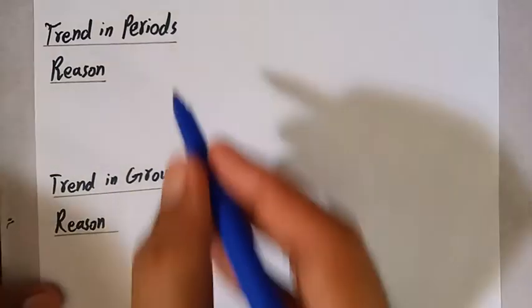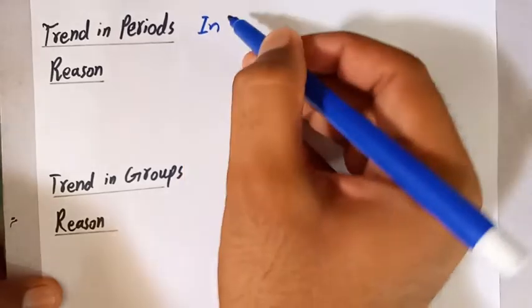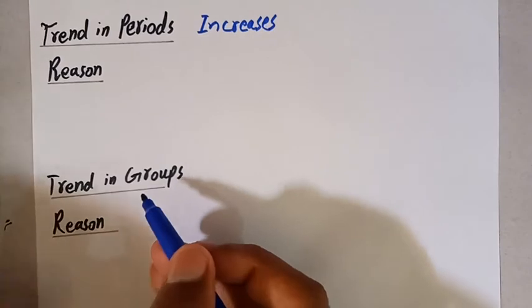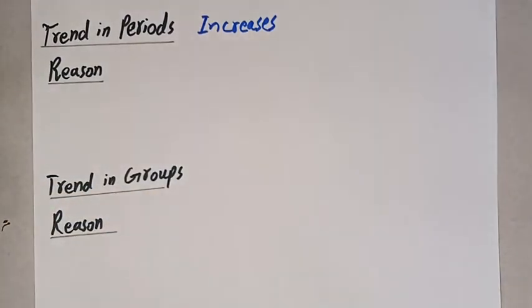Now we will discuss the trend of electronegativity in period and group. That is to say, how does electronegativity behave in a period of the periodic table and in a group of the periodic table. So electronegativity also behaves like ionization energy and electron affinity. It also increases in a period and decreases in a group.